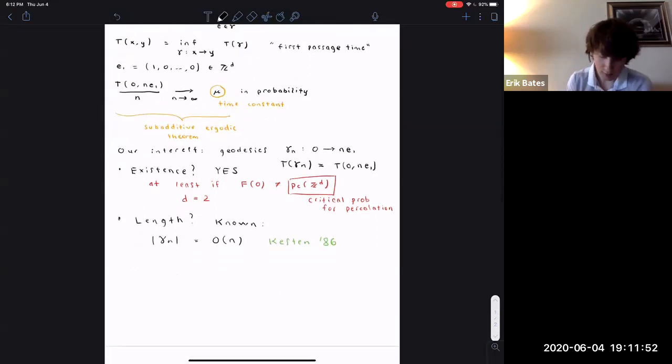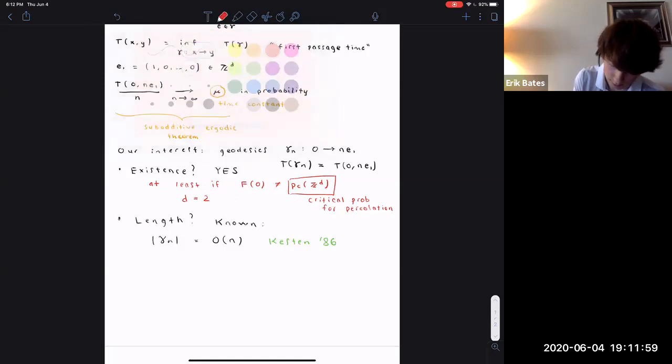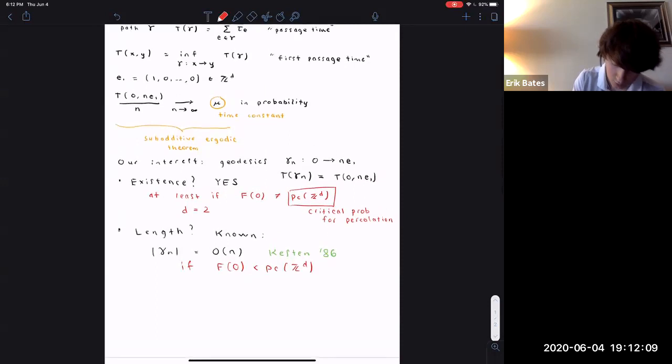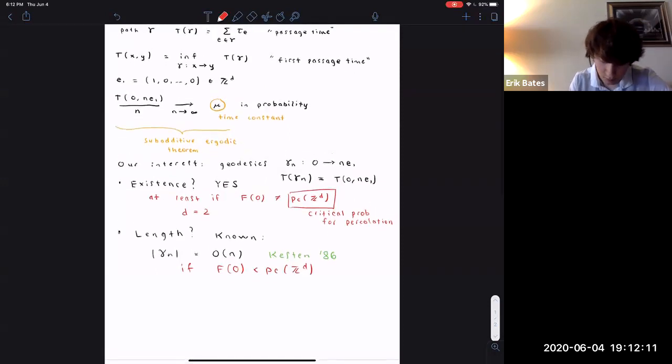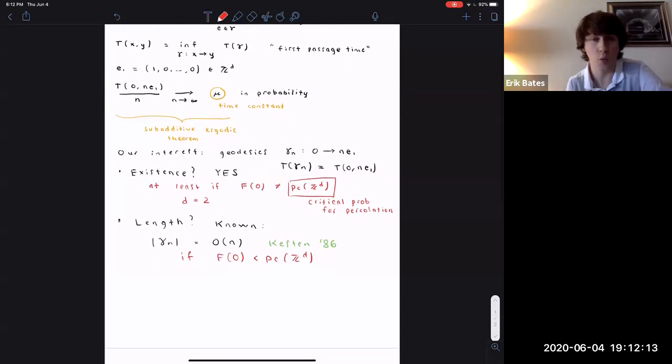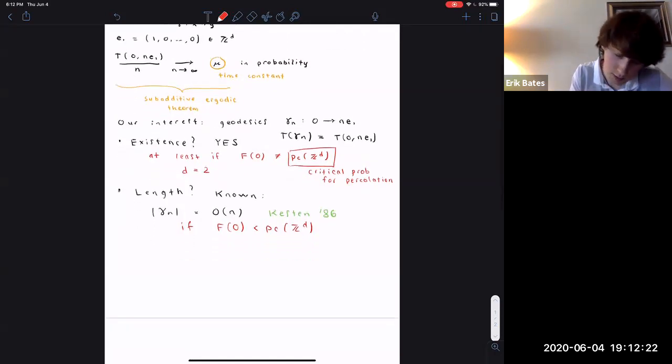But you could ask a finer question once you know that geodesics do indeed have order n length. And again, I'll specify that this is if F of 0 is less than the critical probability. If F of 0 is greater than the critical probability, then you could imagine that there's an infinite cluster of zeros. So geodesics could just wander around in this infinite cluster and become very long. But as long as we're below this, in the more standard case of subcriticality, this doesn't play a concern, and all geodesics have to be order n length.